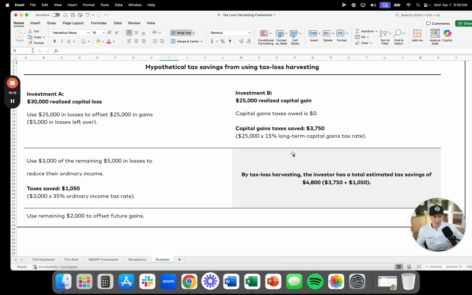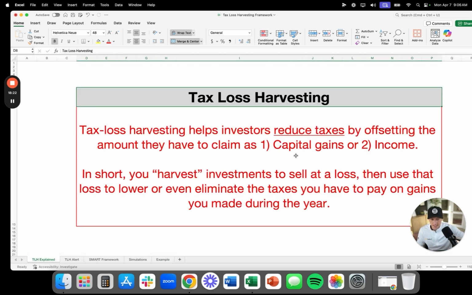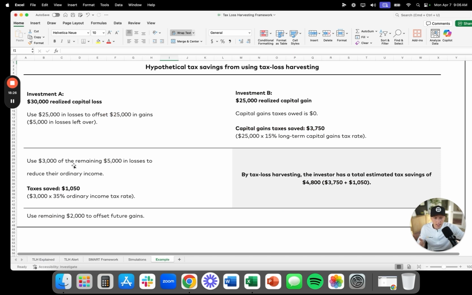However, there's more to the equation. Remember, the first piece is capital gains. Now, sequentially, we move to income. The second piece is we use $3,000 of the remaining $5,000 in losses to reduce their ordinary income. So now we're switching types of taxes. We went from capital gains tax with the first part to now the second part being income tax, which is a different type of tax, with different rates. Obviously, we'll walk through that in a second.